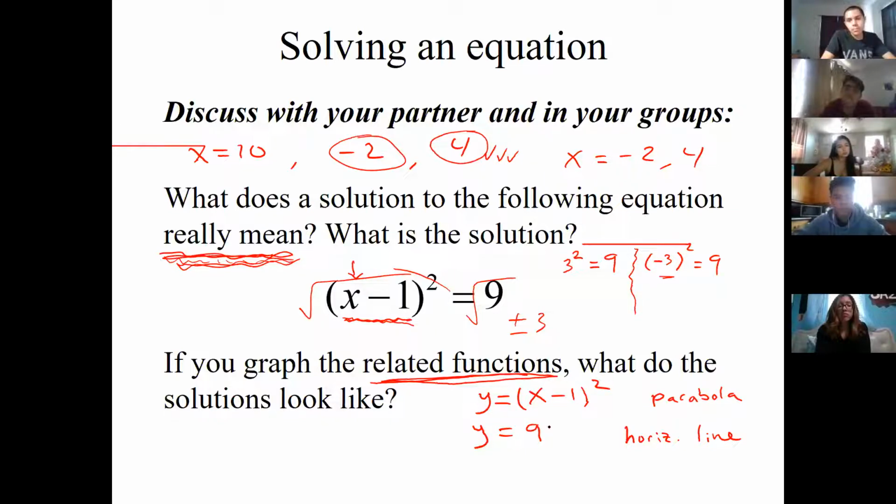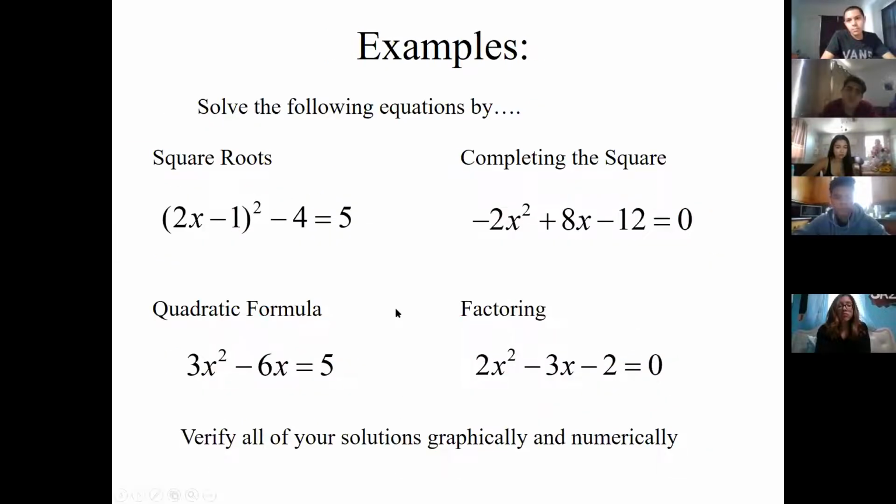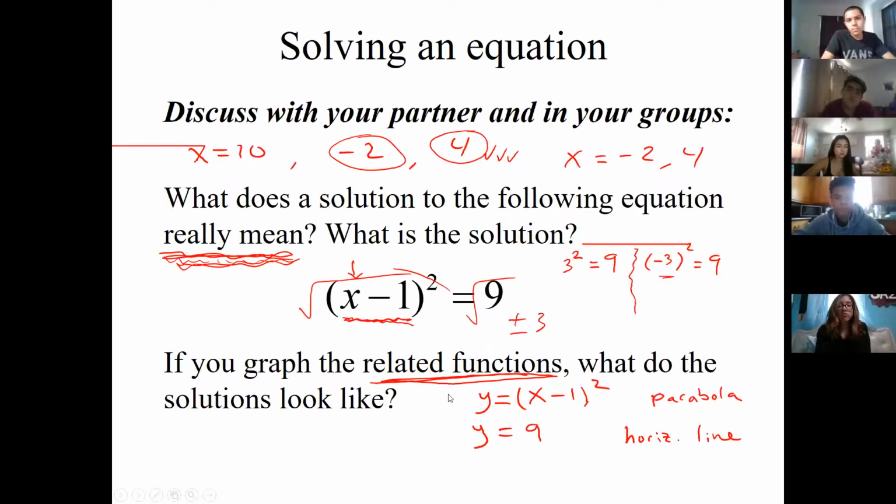So if I graph this and I graph this, what would happen? I'm curious. I should have inserted a slide here. Let's see. So let me open up another window here.